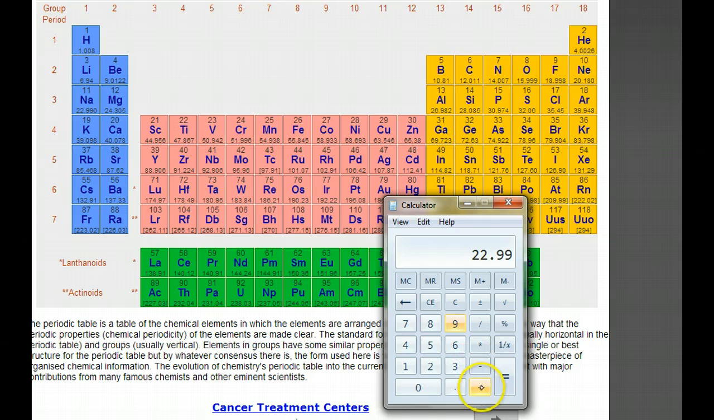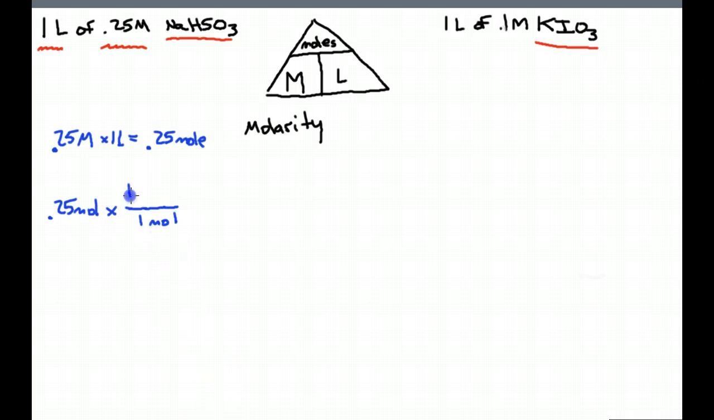22.99, plus a hydrogen, which is 1.008, plus a sulfur, which is 32.06, plus 3 oxygens, and each oxygen is 16. So 16 plus 16 plus 16, that equals 104.058.